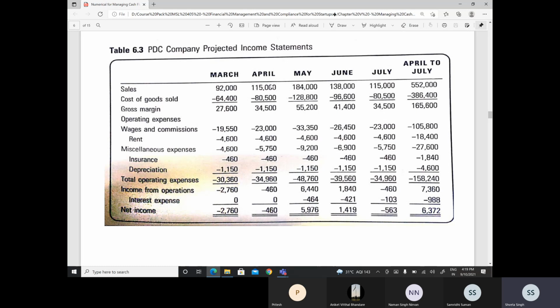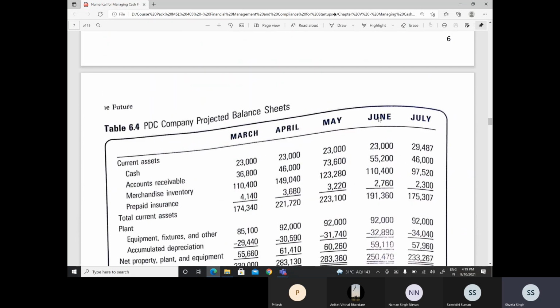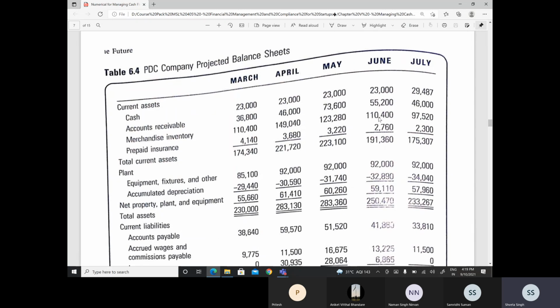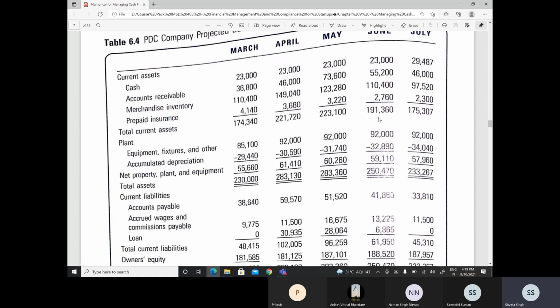Similarly, we make the projections for April, May, June and July. Then we make the projected balance sheet. So as you can see students, this is a more cumbersome process. The first step is very direct and very simple and accurate, and again I would reiterate that that is the best way to go. Now the projected balance sheets, we start with the current assets.